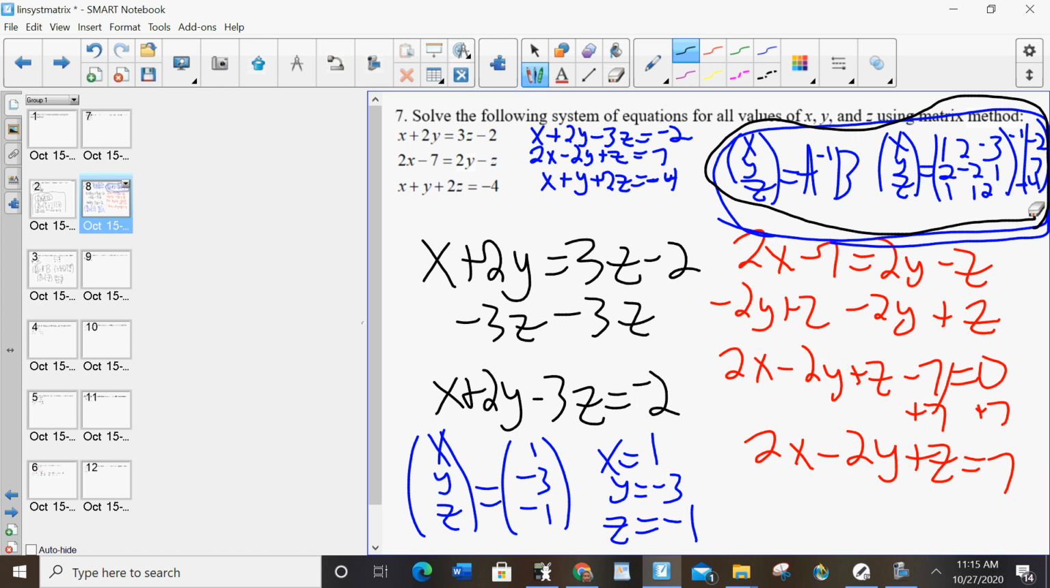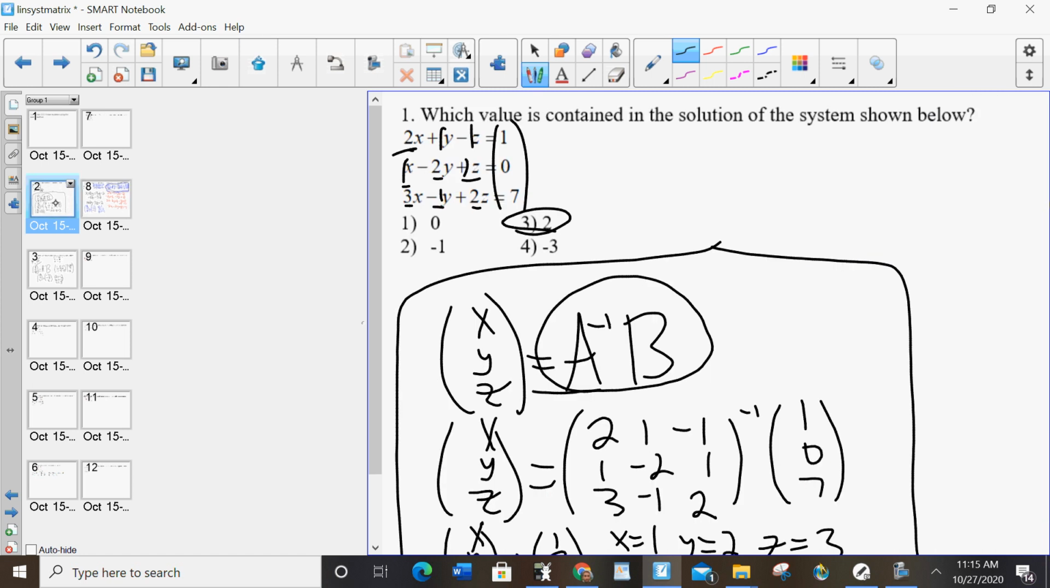So to solve 3x3 systems, X, Y, Z equals A inverse B. Matrix method when it's 3x3. Practice pressing the buttons. Use this video to refer to, and that's all I got for you.